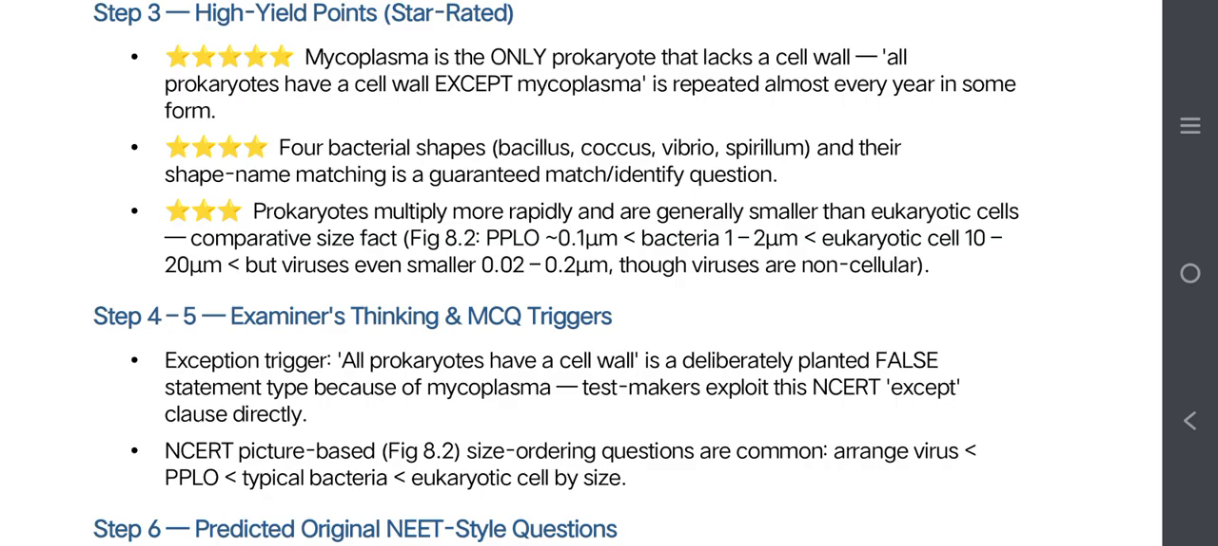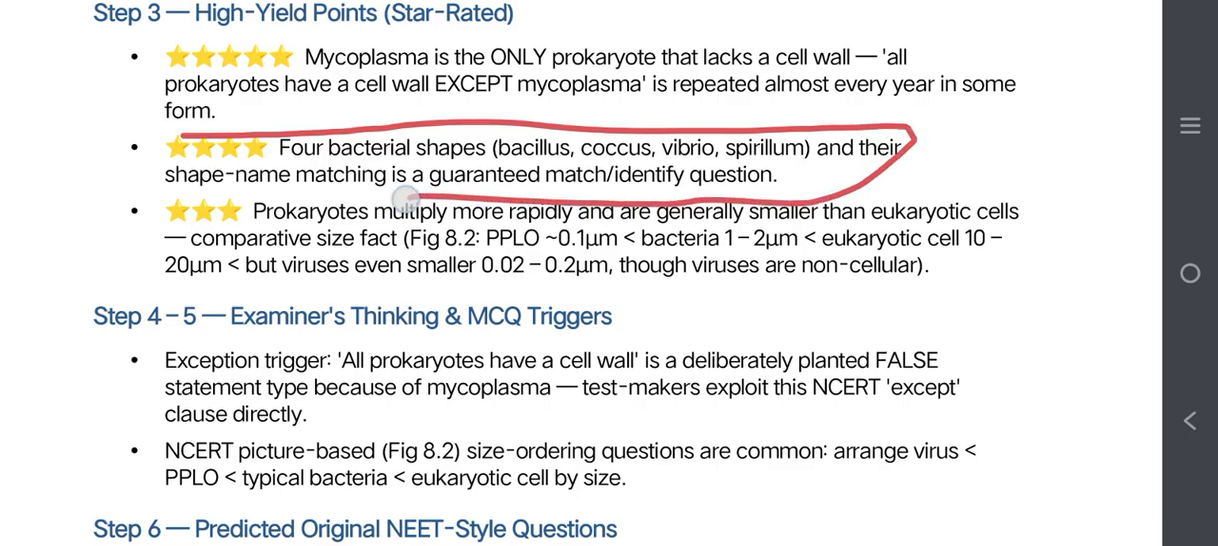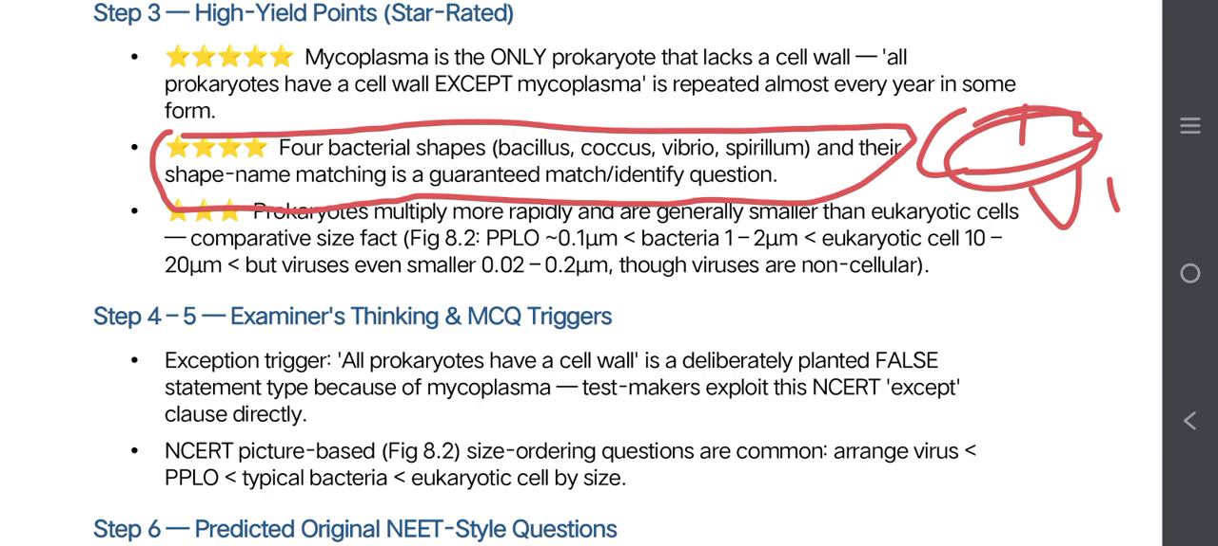We talked about the four bacterial shapes: Bacillus, Coccus, Vibrio, and Spirillum, and their names. Matching and identification questions are guaranteed. Some MCQs will ask you to match Bacillus, Coccus, Vibrio and their forms. That is one of the main MCQs that come.